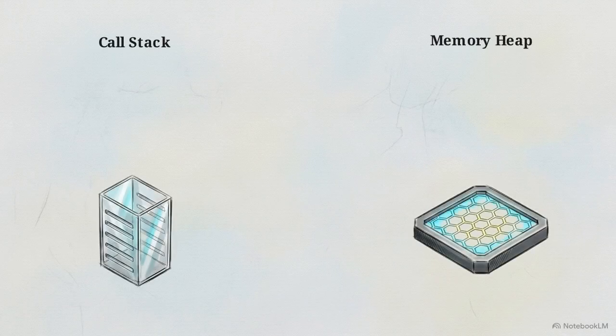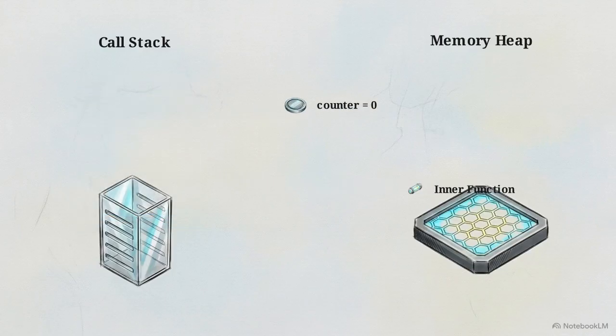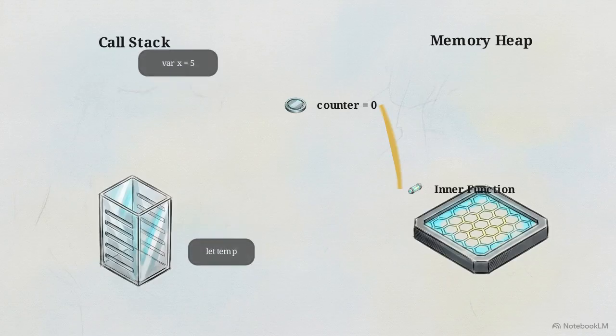Let's monitor the call stack and memory heap during a nested counter function. When the outer function executes, it's pushed onto the call stack, establishing a local counter variable. Once it returns the inner function to the global scope, it's popped off the stack. Normally, local variables are destroyed by garbage collection when their parent function finishes. Closures are the exception. Because the inner function maintains its permanent lexical environment reference, this outer pointer prevents the garbage collector from destroying the counter variable.